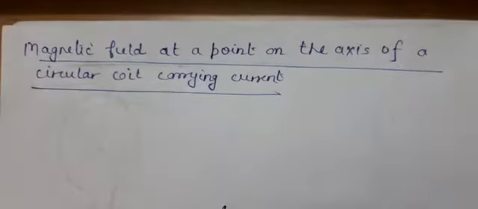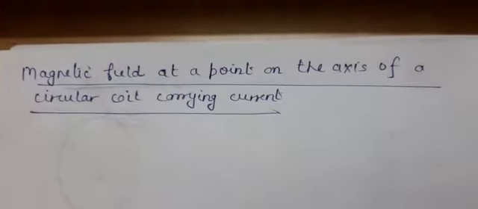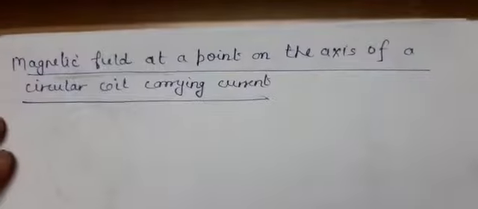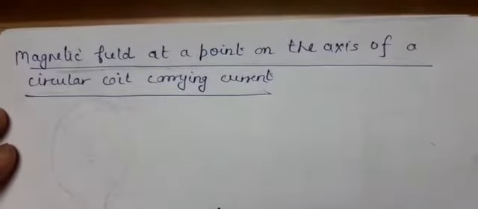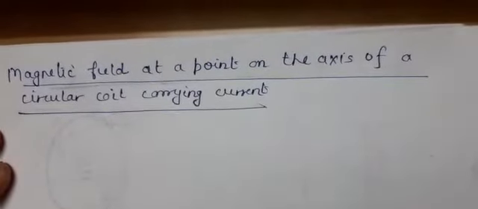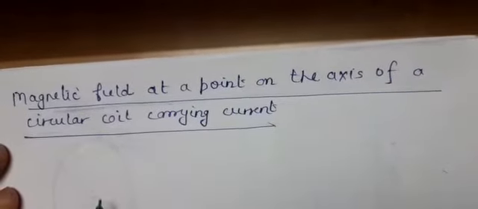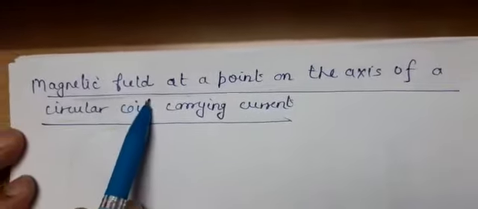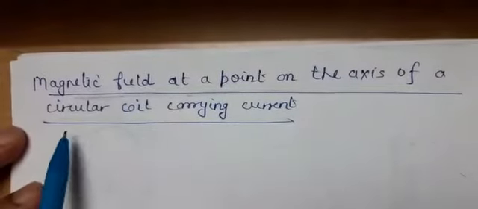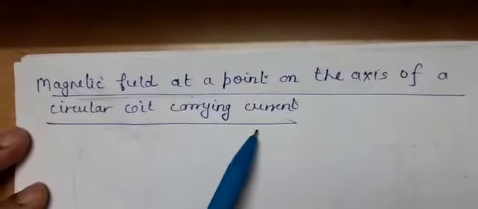Good morning, students. In the previous videos, we discussed one application of Biot-Savart's law: finding the magnetic field at the center of a circular loop carrying current. Now, today we will discuss the magnetic field at a point on the axis of a circular current-carrying coil.